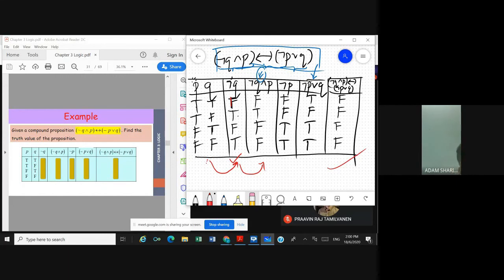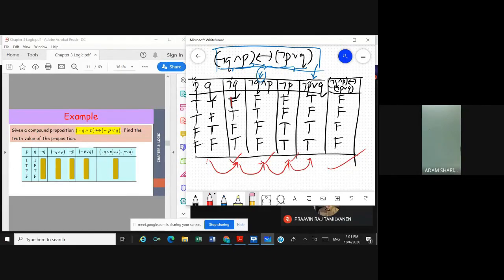Double check or triple check your answer before you create another column. Not Q and P. F T F, T T T, F F F, T F F. Correct. Then you proceed. F F T T. Okay. Then you proceed to the next one.